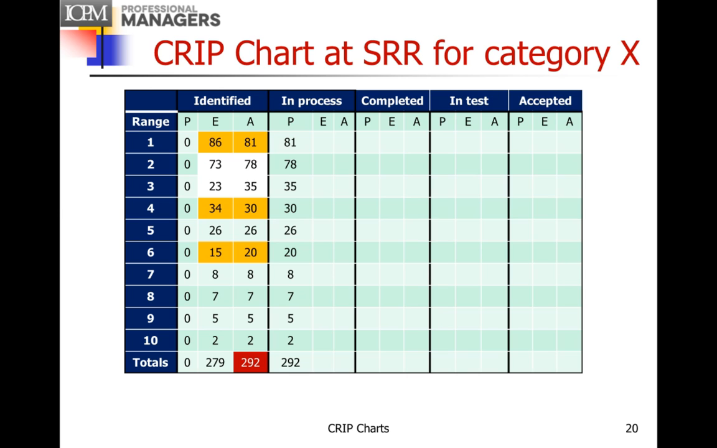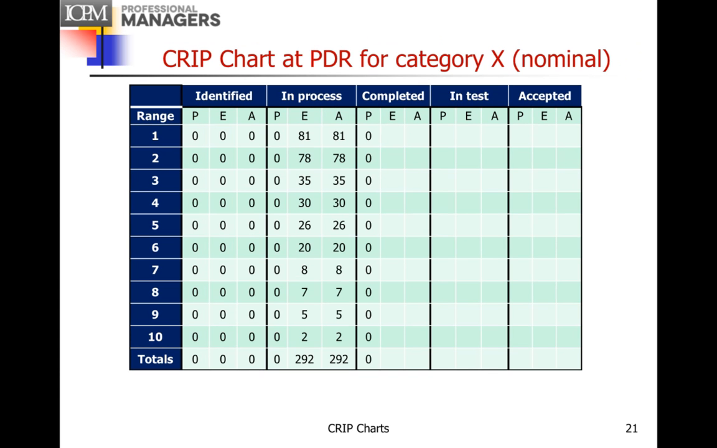So in actual, we had 292, and since this is system requirements review, once all these requirements have been accepted and signed off, we will then start the design work. So the P column in the in process represents that we're going to move all those requirements into the design process. When we get to PDR, what it shows us is everything is going as normal.